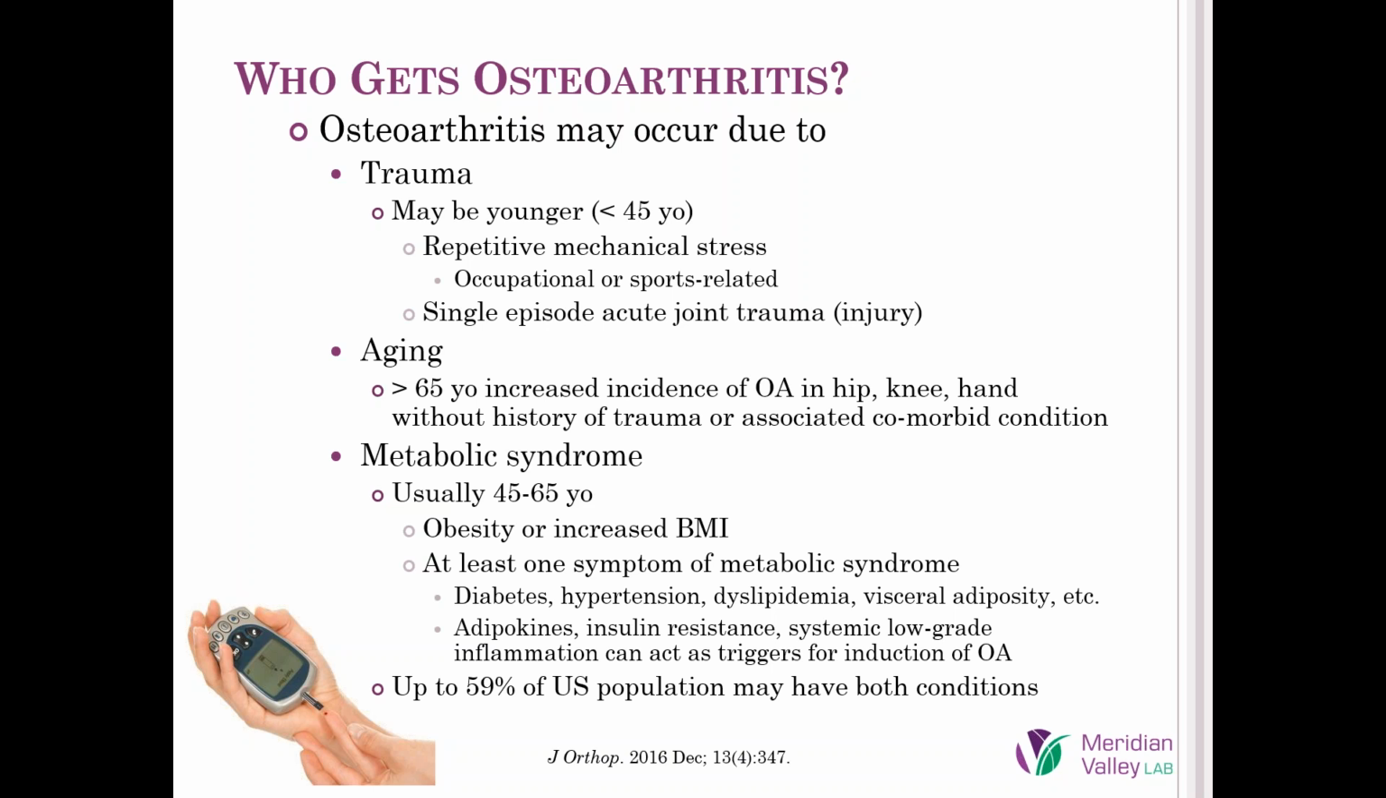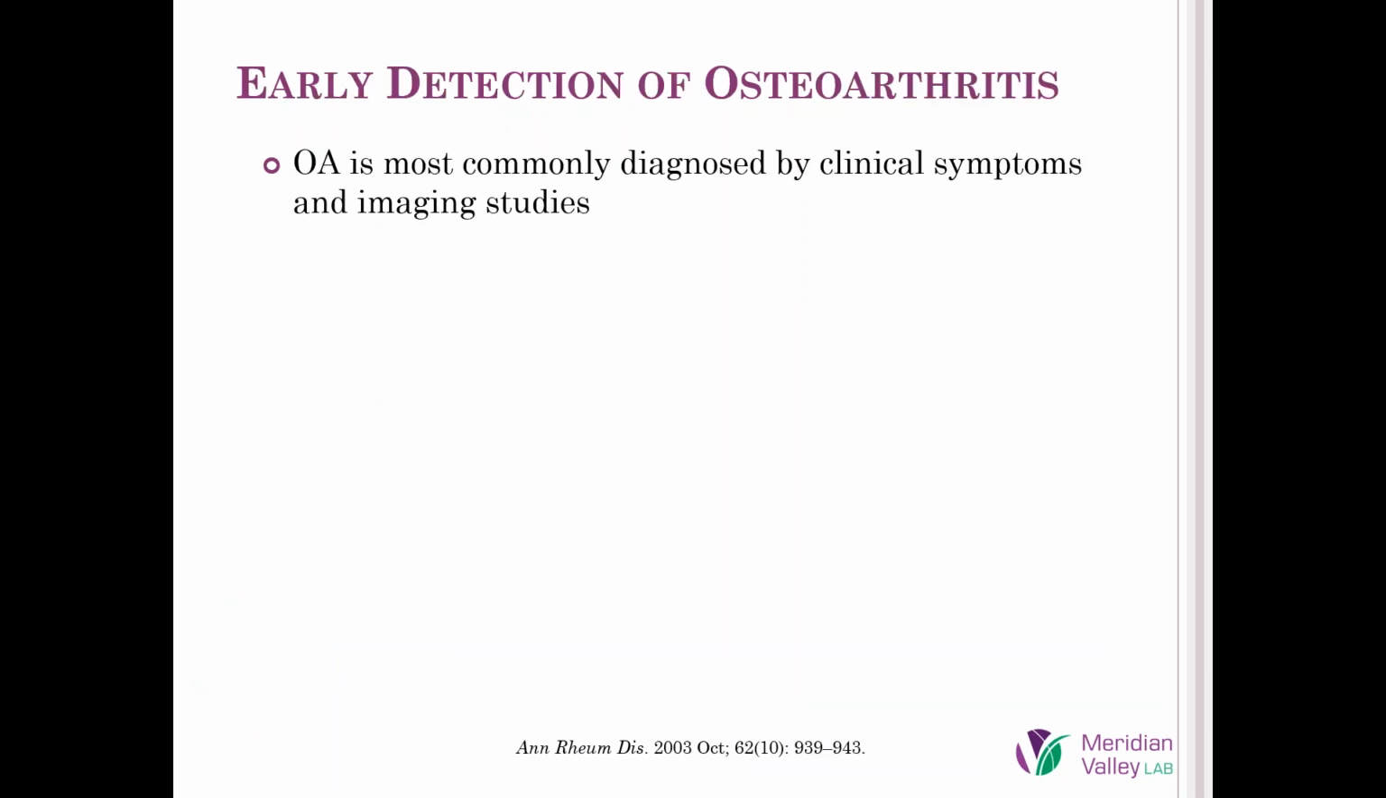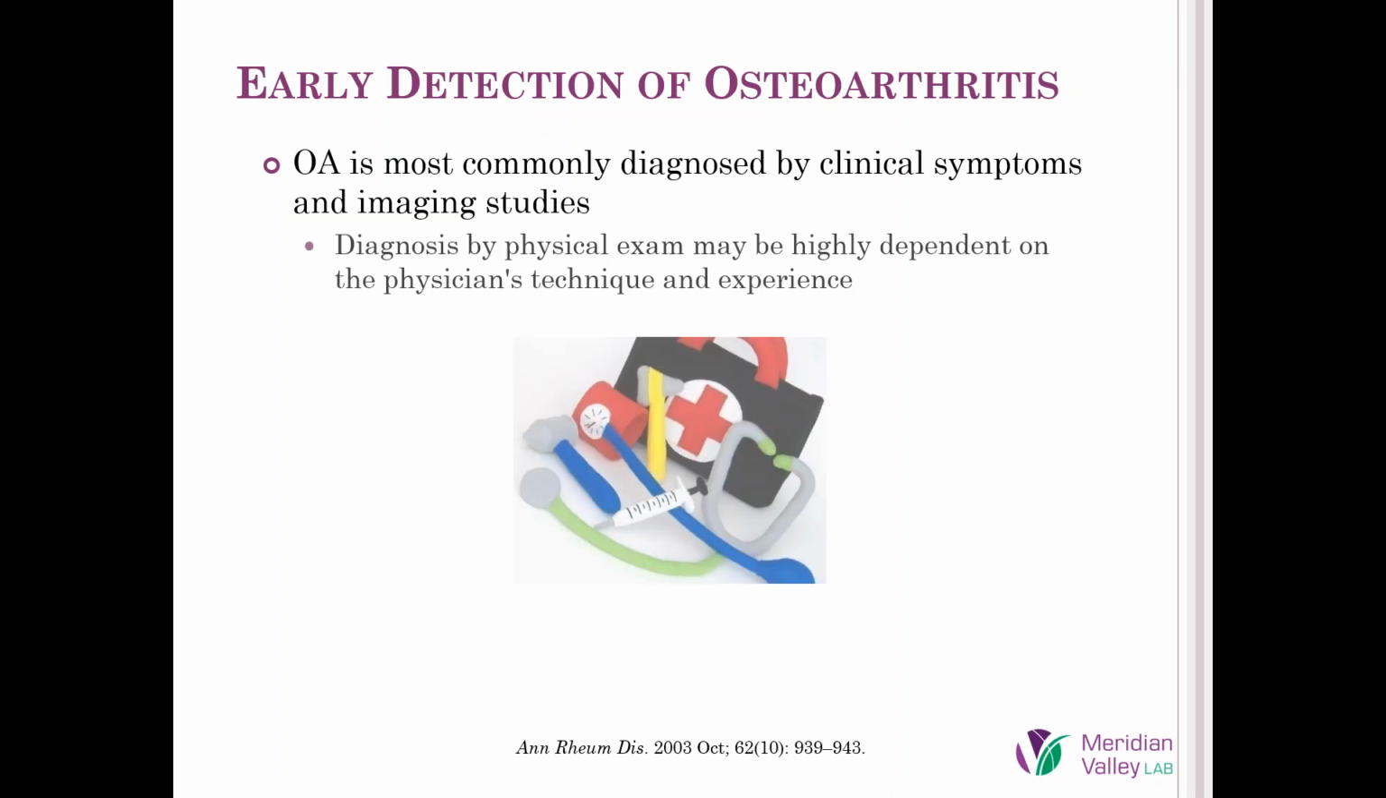And again, we need to remember that up to 60% of the U.S. population may have both arthritis and type 2 diabetes or metabolic syndrome at the same time. So early detection is important. Osteoarthritis currently is most commonly diagnosed due to symptoms and imaging studies.